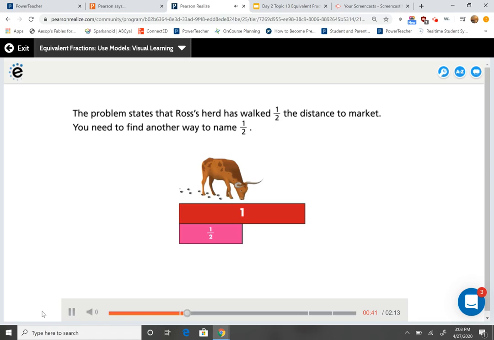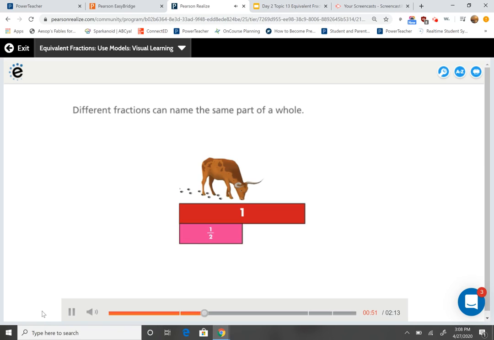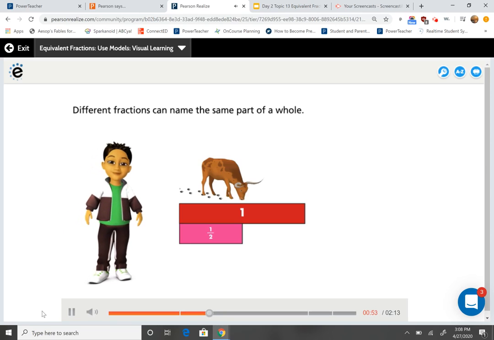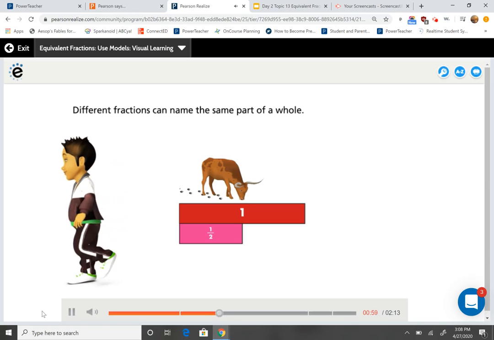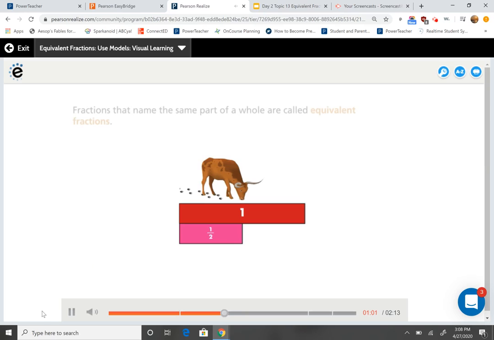The problem states that Ross's herd has walked 1/2 the distance to market. You need to find another way to name 1/2. Different fractions can name the same part of a whole. I know you can break a whole into lots of different parts. Fractions that name the same part of a whole are called equivalent fractions.